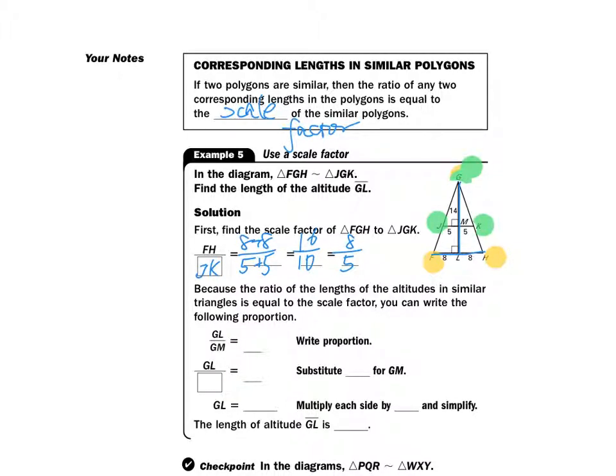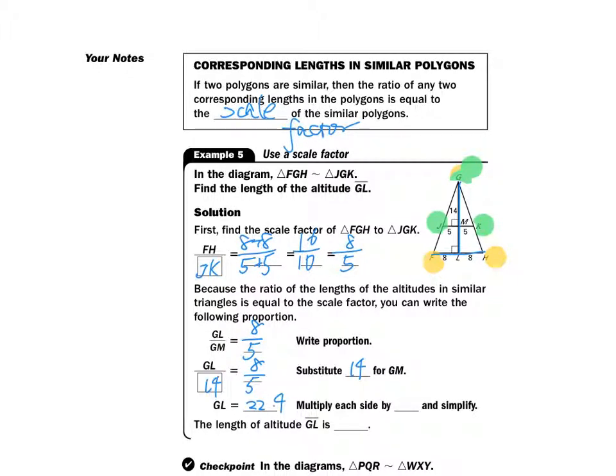Then it says because the ratio of the lengths of the altitudes in similar triangles is equal to the scale factor, you can write the following proportion. GL, which is the big long altitude we're trying to find, over GM should also equal the scale factor. And then you substitute. GM, we know, is 14. So we just substitute 14 there. And then you cross multiply and do your arithmetic. You should arrive at the answer of 22.4.